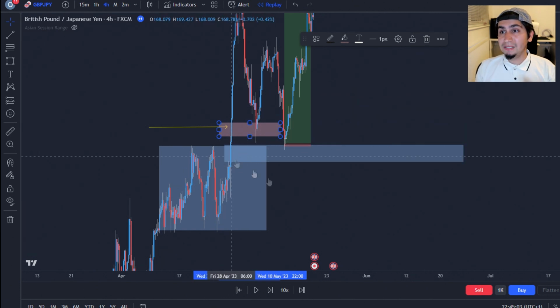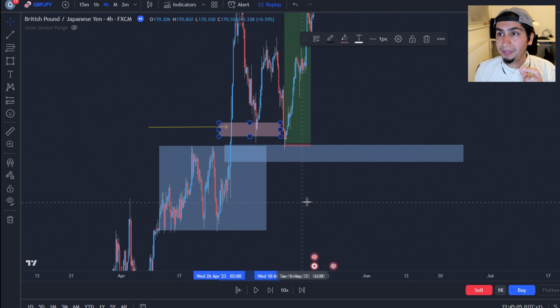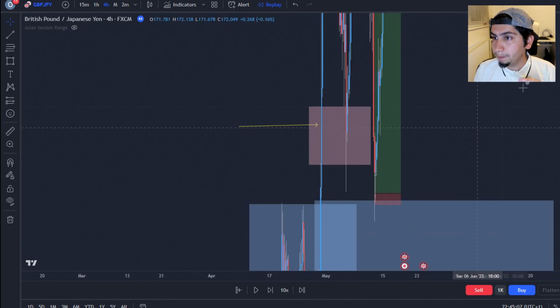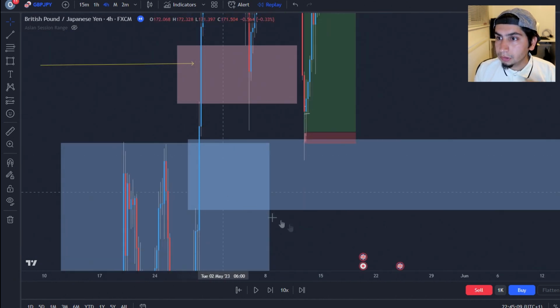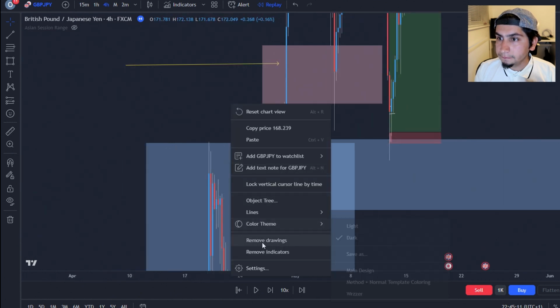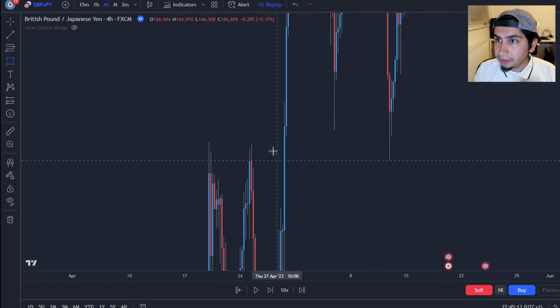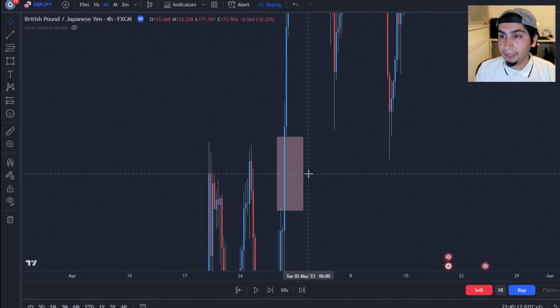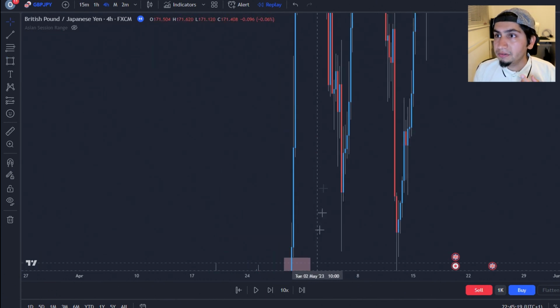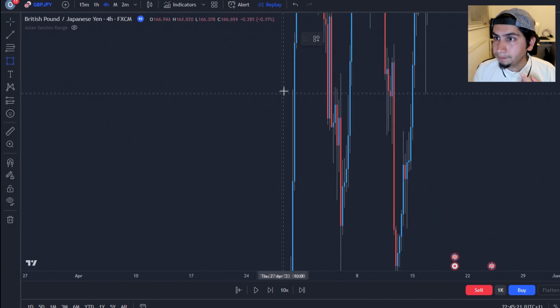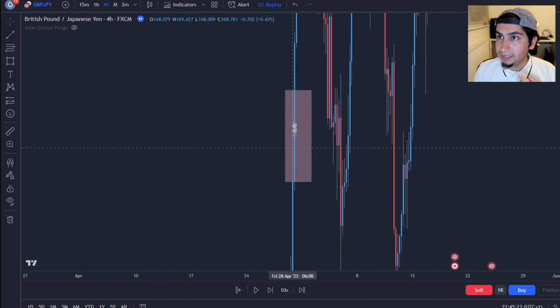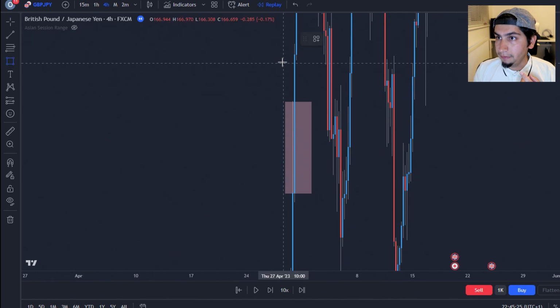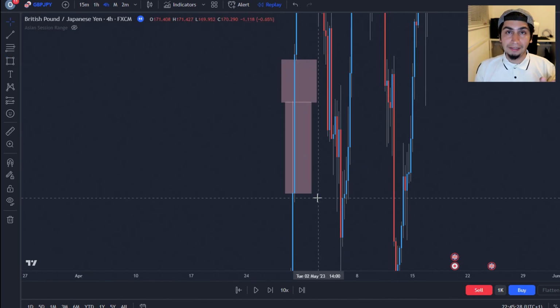Okay, imbalance is basically a gap in the market where there are no wicks like this. Look, let me delete everything. So look, this is imbalance because there's nothing on either side of the candle, there are no wicks. But this is not imbalance here because there are wicks here. This is imbalance here, from here to here. Okay, that's it. It is basically deficiency in price.